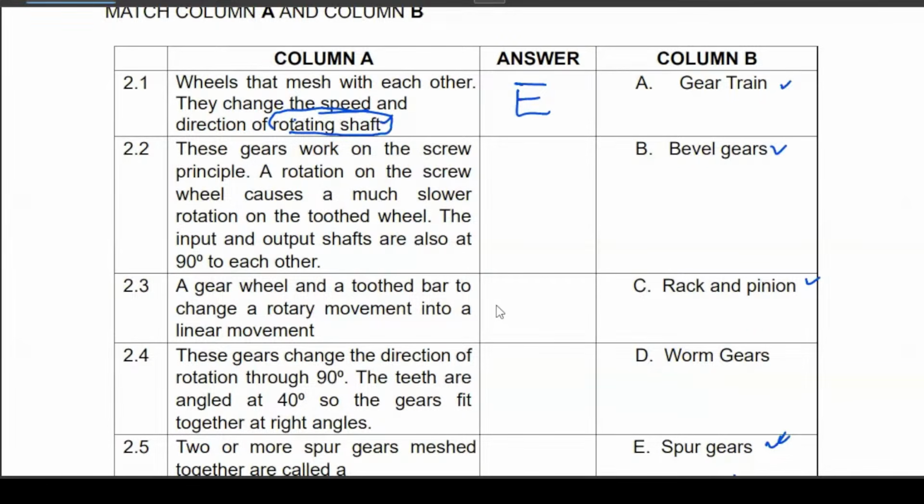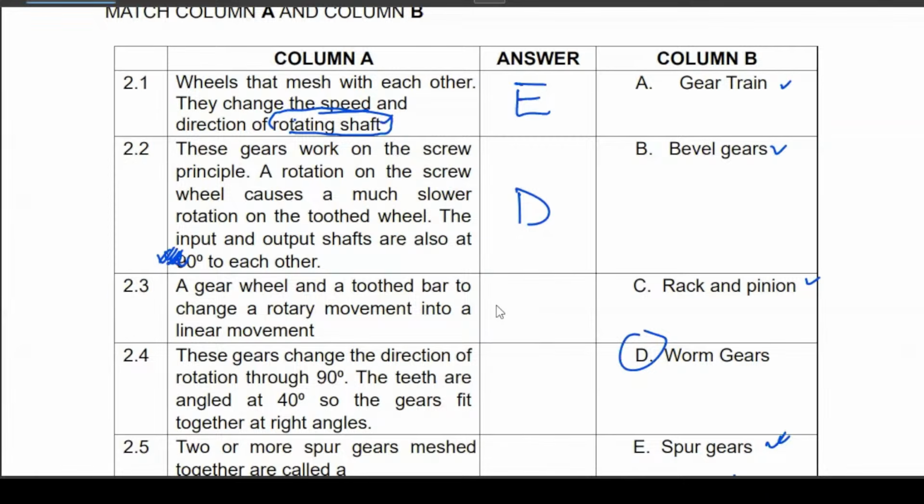Okay, normally they are of the same size or slightly different size, and then the rotation is just the same. Okay, 2.2, these gears work on a screw principle. Okay, the rotation of the screw wheel causes a much slower rotation on the toothed wheel. The input and the output shafts are also at 90 degrees. So chances are high that this is the worm gear. Okay, so D will be the best answer.